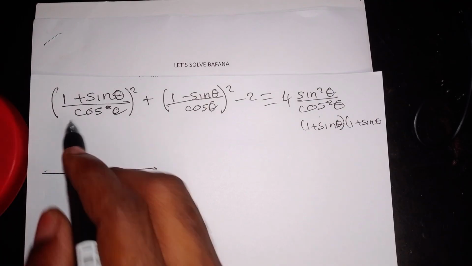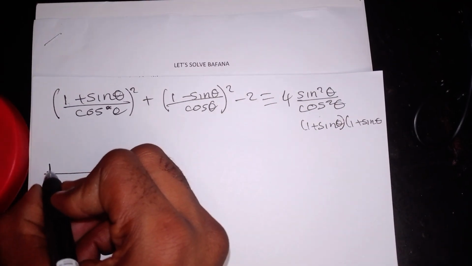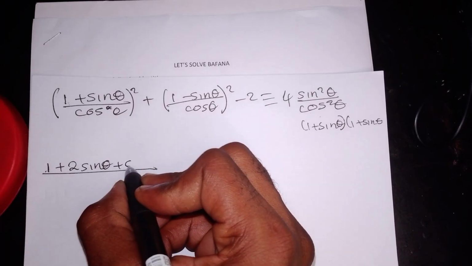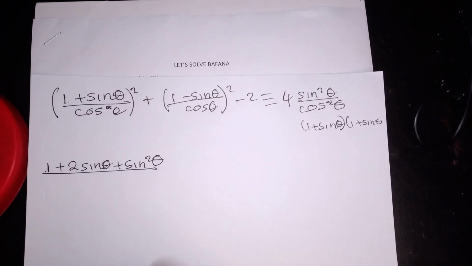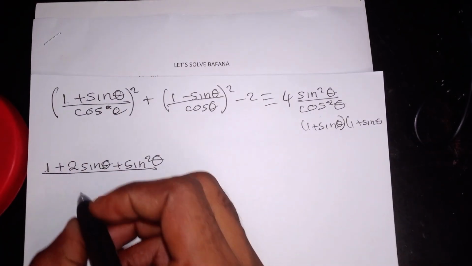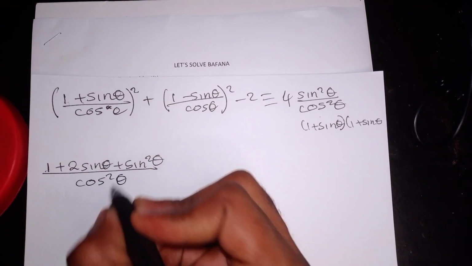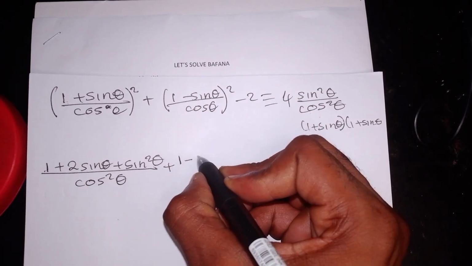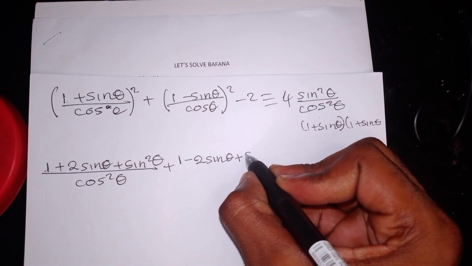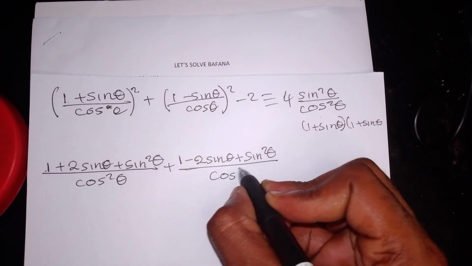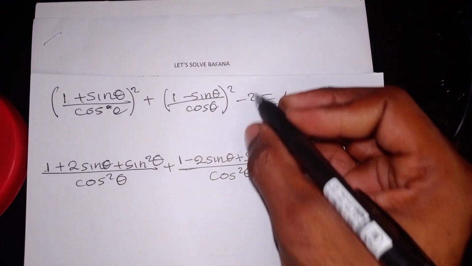So when I square this, I'll have 1 plus 2 sine theta plus sine squared theta. And then remember, the square is for both the numerator and the denominator. So we have cos squared theta. And then plus, this one will be 1 minus 2 sine theta plus sine squared theta, then everything over cos squared theta, and then minus 2.